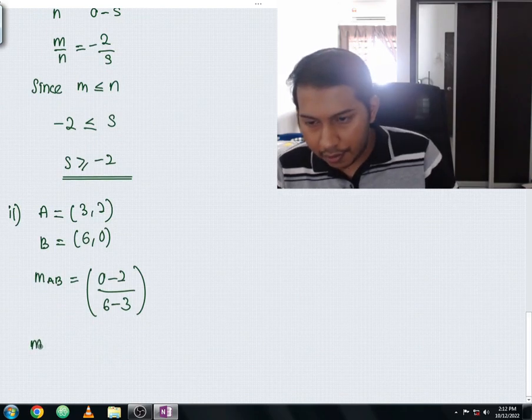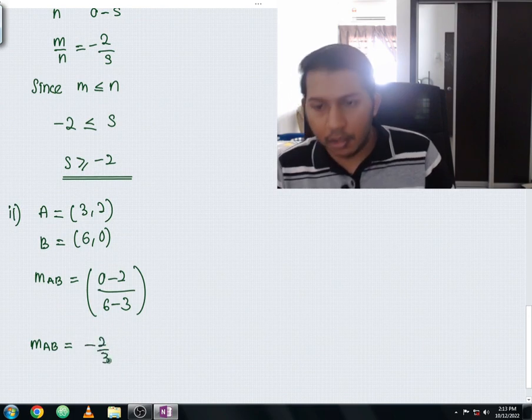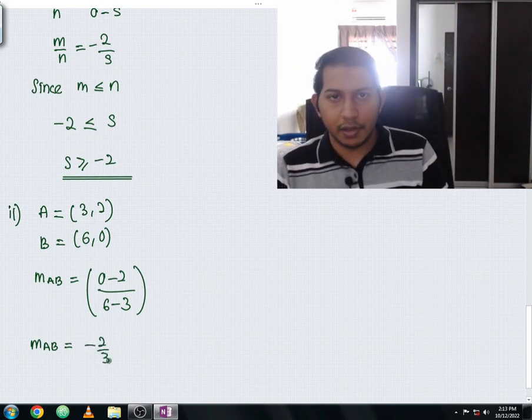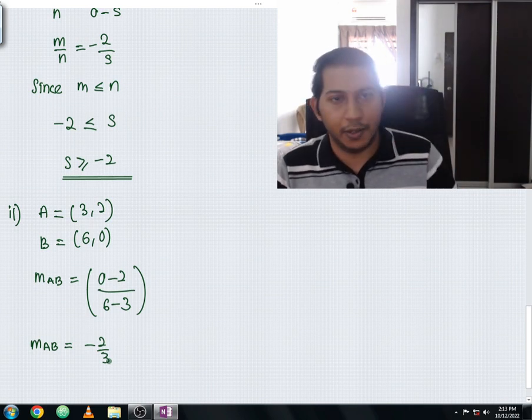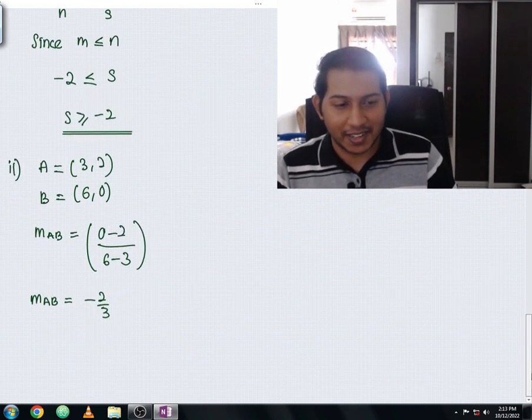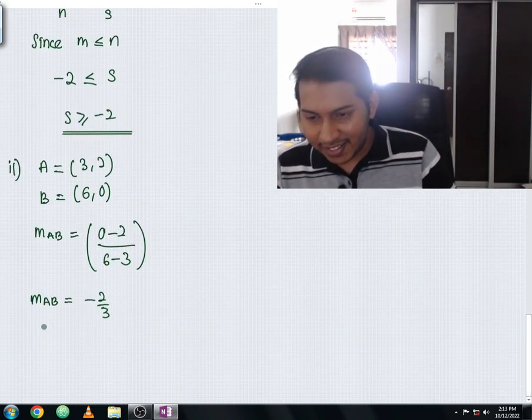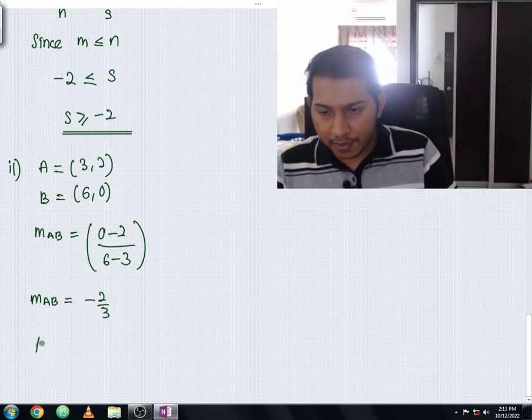So from here, you get your gradient of AB, straight line AB is equal to negative 2 over 3. Okay. You decode the question one by one. Say I sound too technical. Okay. So from here, parallel. Okay, this symbol means parallel.